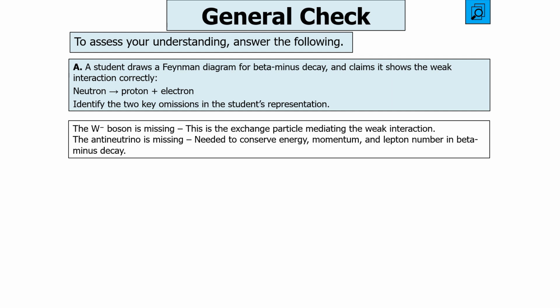Well, firstly, the W minus boson is missing. That's the exchange particle needed to mediate this weak interaction. And the antineutrino is also missing. To conserve energy, momentum, and lepton number in beta minus decay, you will also need an antineutrino.